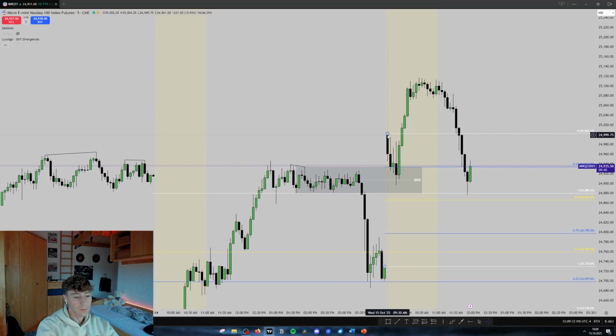So right here with the opening, we traded lower to the upper quadrant, and then also traded to the balanced price range consequent encroachment, respecting it and reacting off it, and then trading higher.